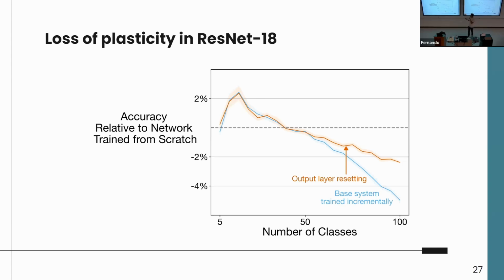Next, let's see what continual backprop does. So continual backpropagation does completely get rid of the problem of loss of plasticity. It managed to, at the end, perform essentially the same as the network trained from scratch.